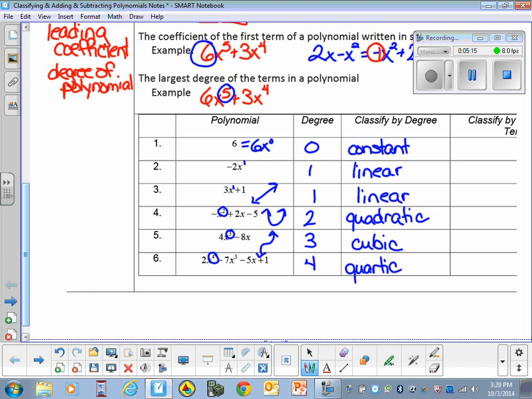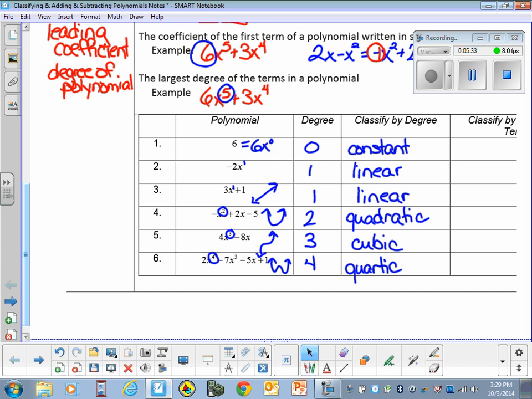If you graph it, it's going to look like a W. Cubics and quartics, you're going to graph those in Algebra 2. This year we're sticking with linears and quadratics. You still need to know the vocabulary, though, for cubic and quartic.